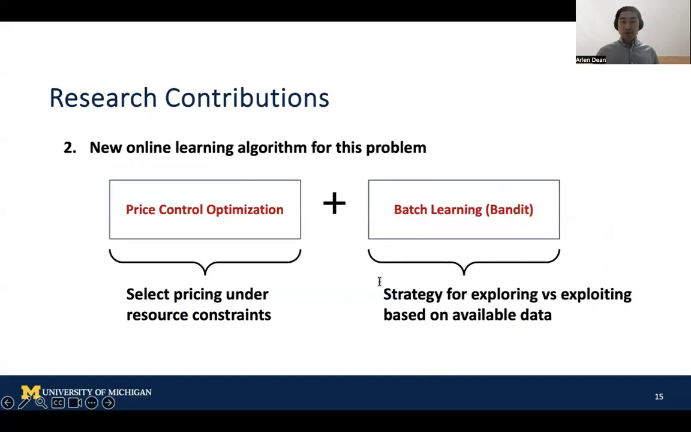For our second contribution, to address this problem, we propose a new learning algorithm that operates under discrete price sets and combines price control optimization to navigate how to select prices under the existing resource constraints. And then we integrate that within this batch bandit learning framework to navigate the uncertainty in customer demand and service times for different prices.